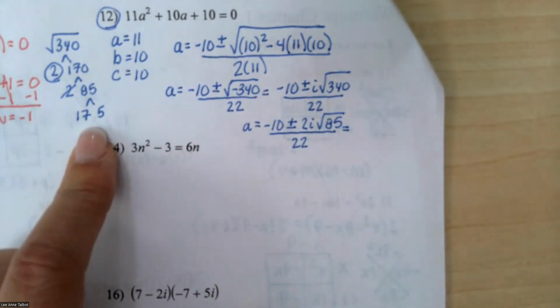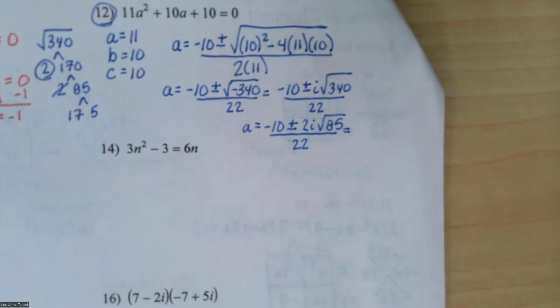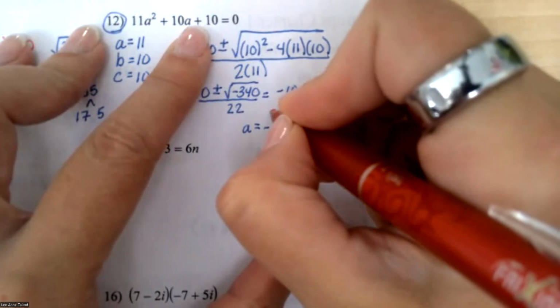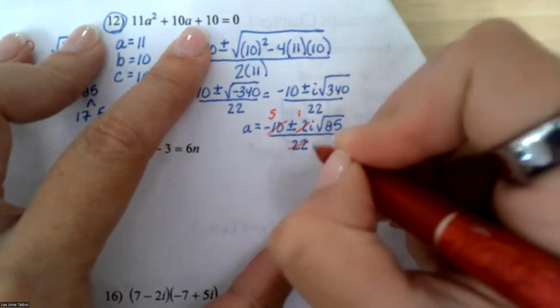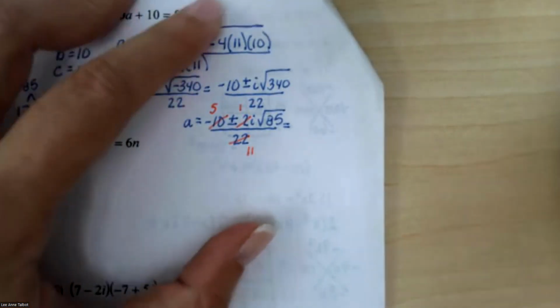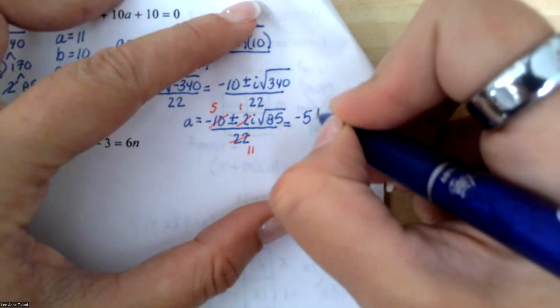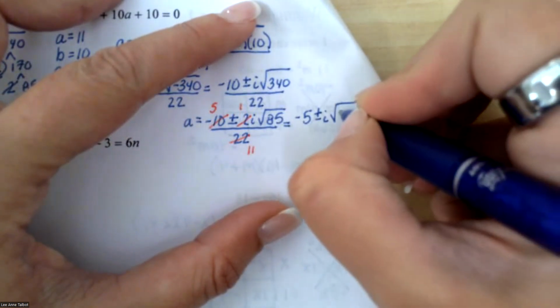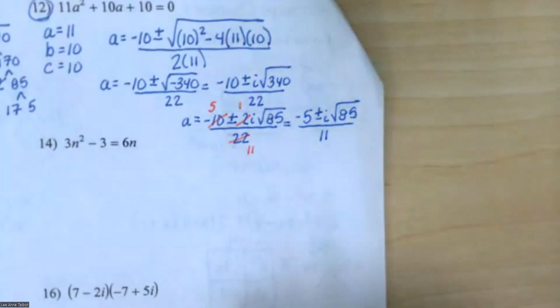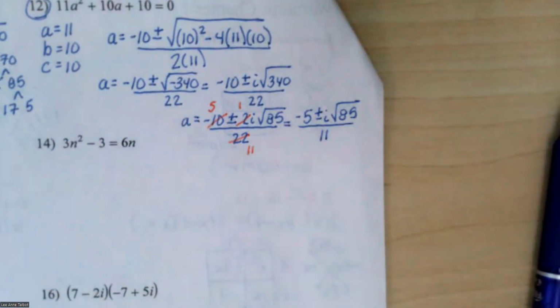And then I need to reduce. I'm going to get my red pen to reduce. 5, 1, 11. -5 plus or minus i root 85 over 11. Any questions about that one?